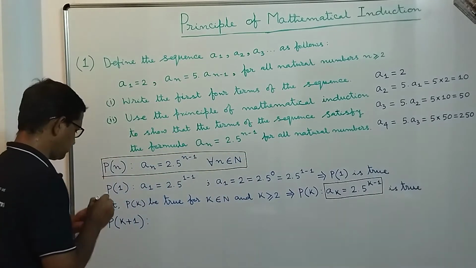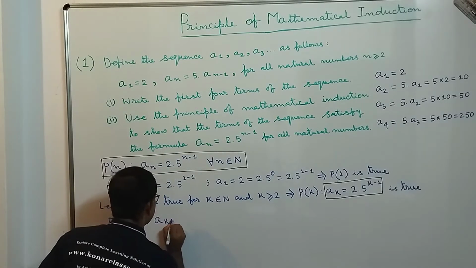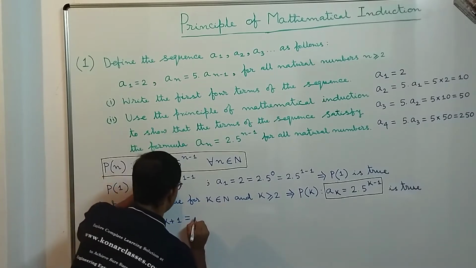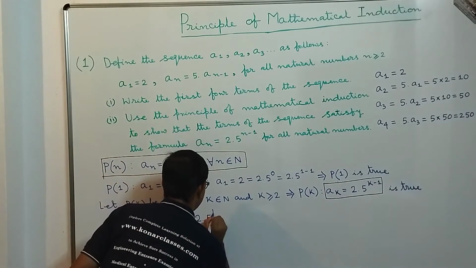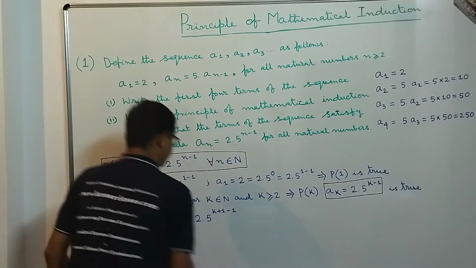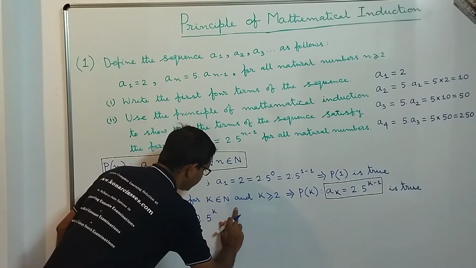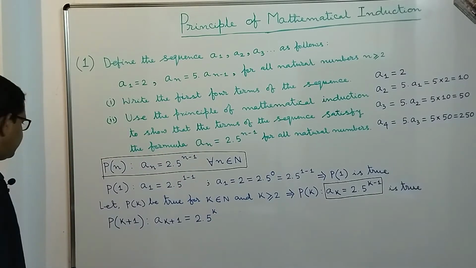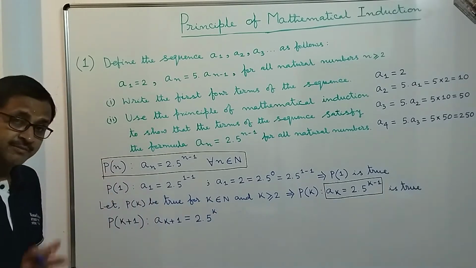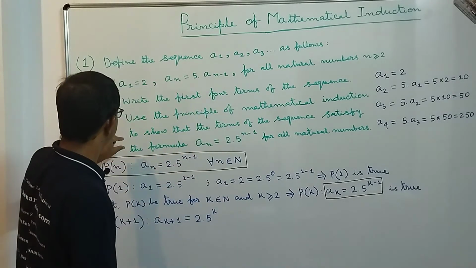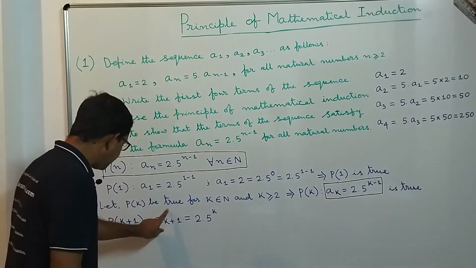So according to this definition, what we can write for Pk+1, dear students, is that ak+1 is equal to 2 into 5 to the power k+1 minus 1. So k+1 minus 1. Correct or not? Now this 1 and minus 1 got cancelled, so we can write 2 into 5 to the power k. Correct? So we need to prove that ak+1 is equal to 2 into 5 to the power k. If we are able to prove it, then we can prove that this formula is true by means of the principle of mathematical induction. Now, what is ak+1?